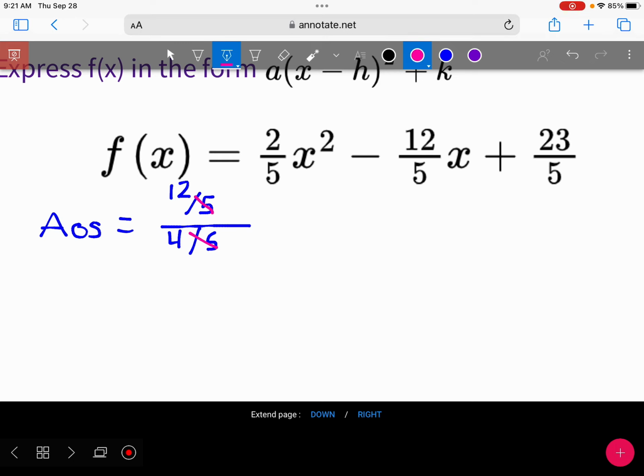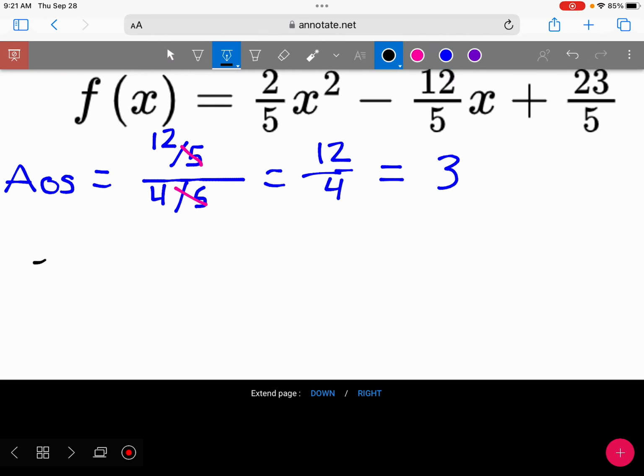Remove the fifths. They cancel out. So what we have is our axis of symmetry happens at 12/4 or 3. That's not too bad. Now we've got to go find the y value of our vertex.